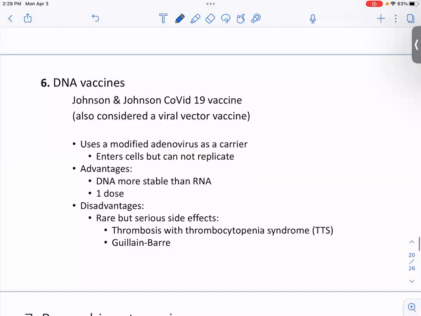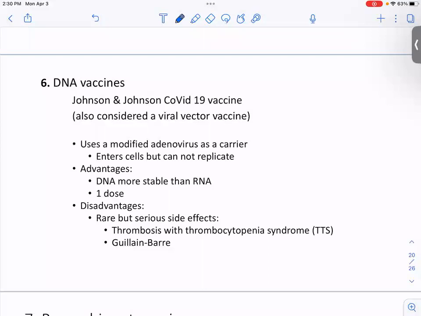I just mentioned quickly DNA vaccines. Of course, that Johnson & Johnson vaccine, if you'll remember, is a DNA vaccine that is also considered a viral vector vaccine. So they would put the DNA that encoded the spike protein of COVID into a virus. And that way it could be delivered into our cells. It was a virus that couldn't replicate in our body. It was taken from a chimpanzee.